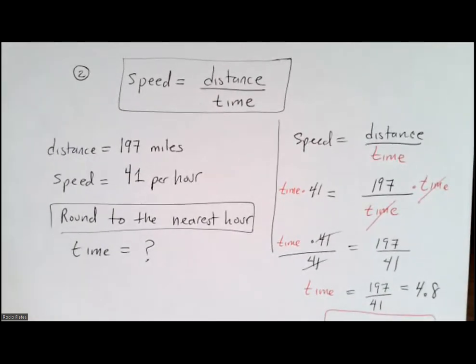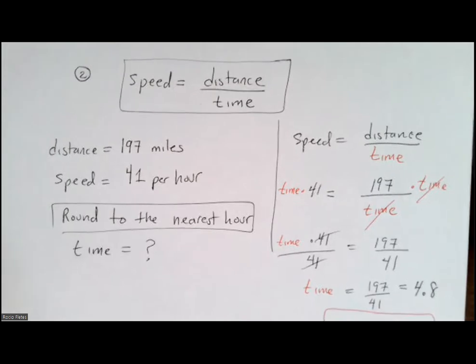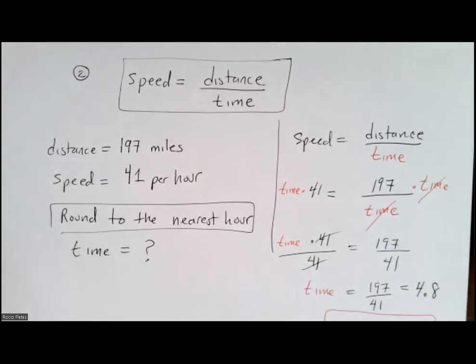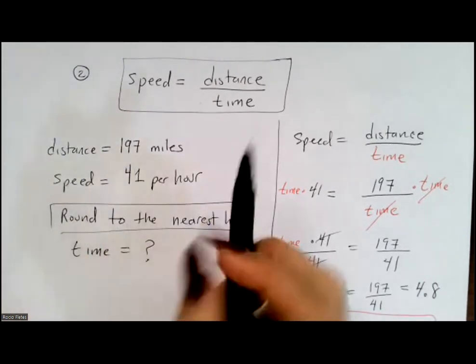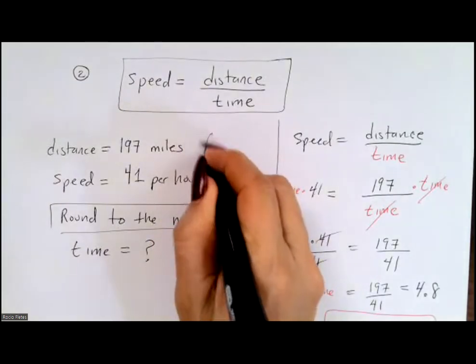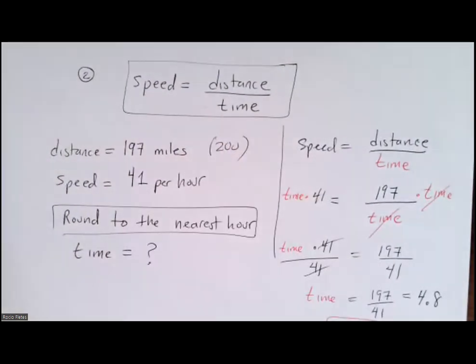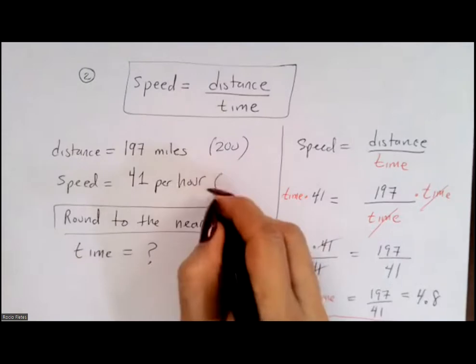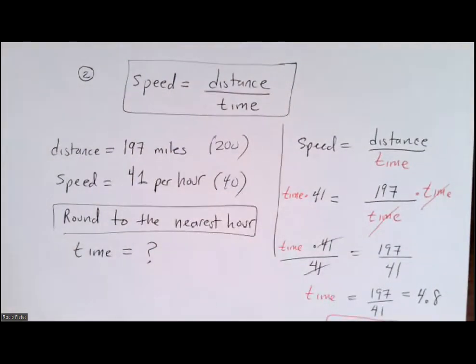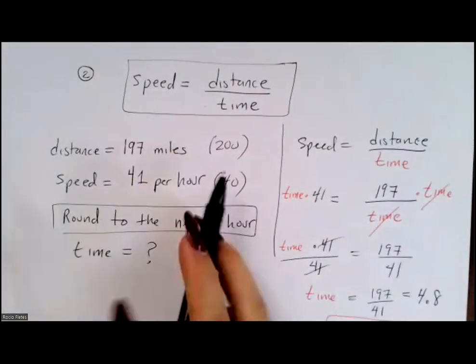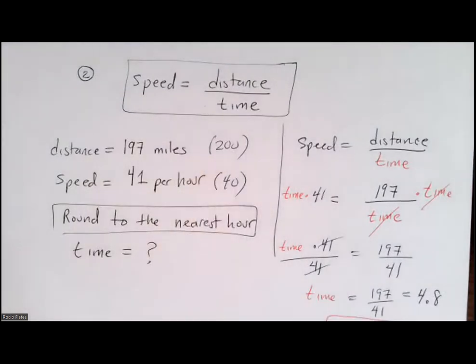But remember, this section is talking about estimation. So another way you can solve this one, using the estimating first, is you can estimate distance, and instead of 197 miles, you use 200, right? And for speed, you use 40. And then you solve the same way. You plug in these numbers, right? And you solve for time.